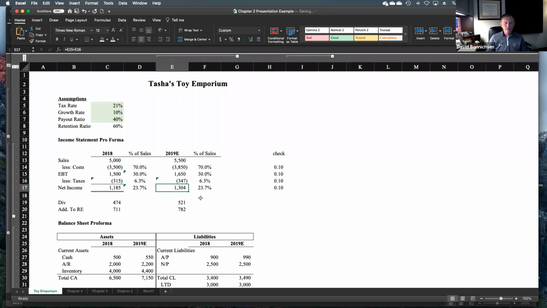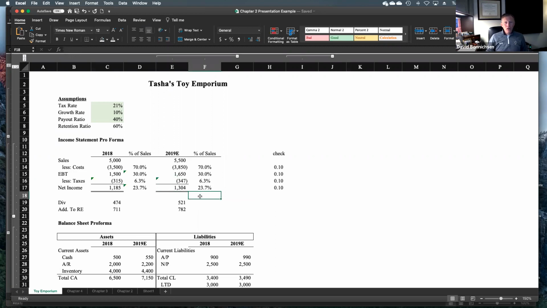And then finally, net income. All right, EBT minus taxes is net income. Okay. So in this example, because there was no impact from depreciation or interest, everything did happen to move up by 10%, which was the sales growth.